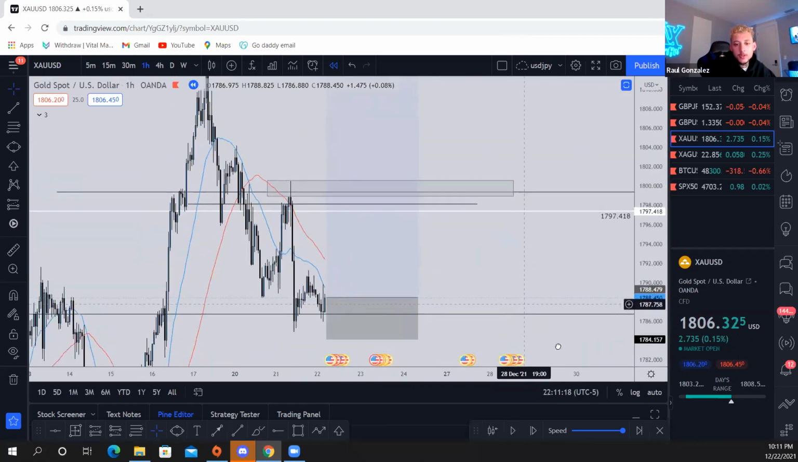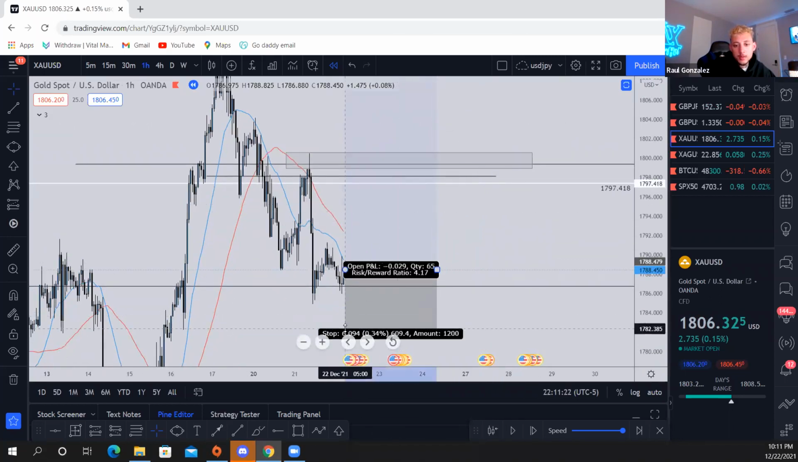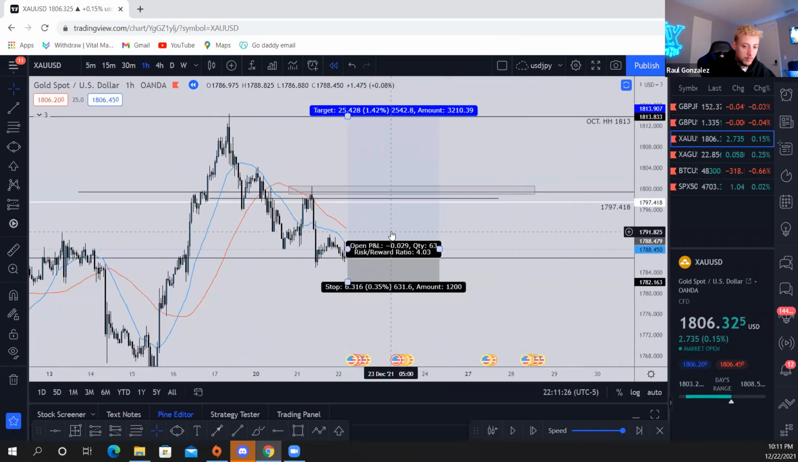But if I would have originally targeted the high up here, I wouldn't put a stop so tight. I would be putting a stop loss a little bit bigger. Yeah, right here would have been perfect, right? So 4 times our risk is what we would be looking at.